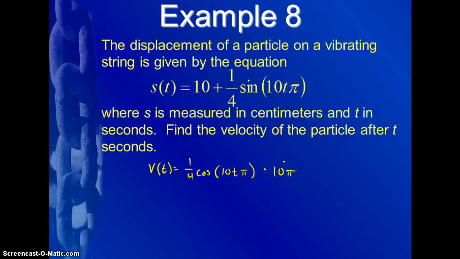So whether you're still doing the formal chain rule, and you're saying y equals 1/4 sine of u, and then u equals 10t pi, and going formally from there and finding your y prime equals and your u prime equals, you can go that route. Or you can do the outside-inside to speed it up a little bit.